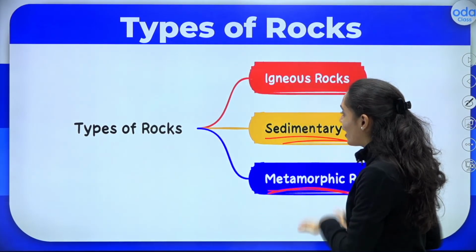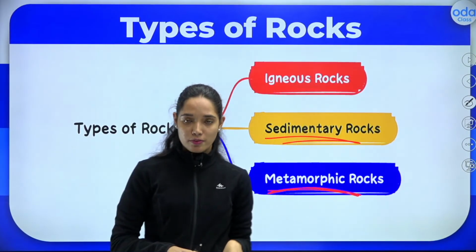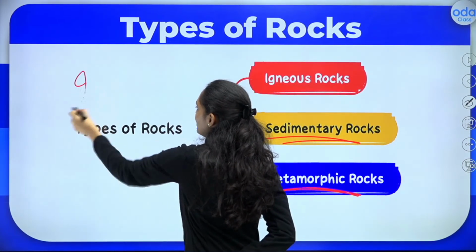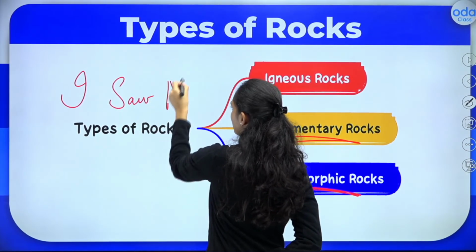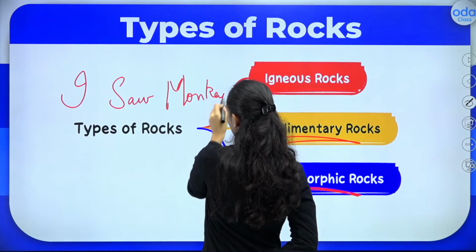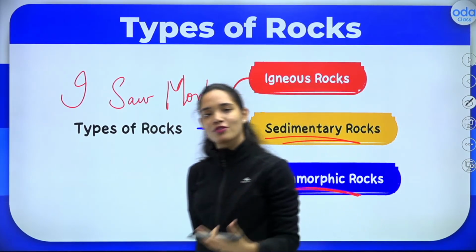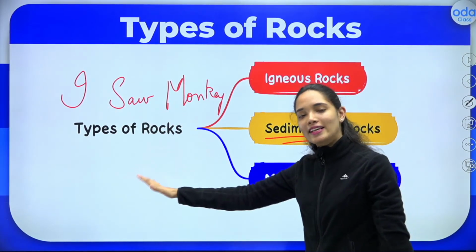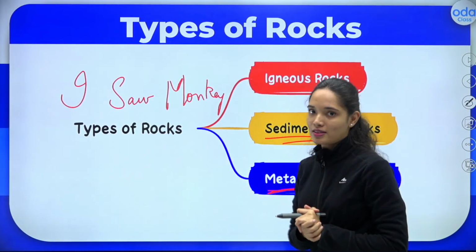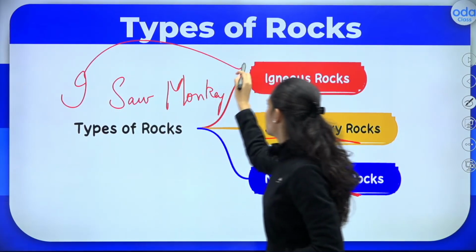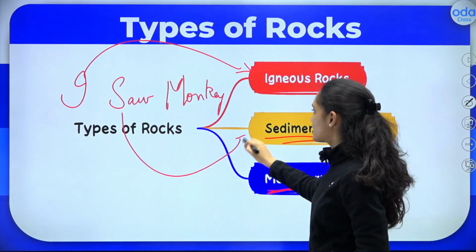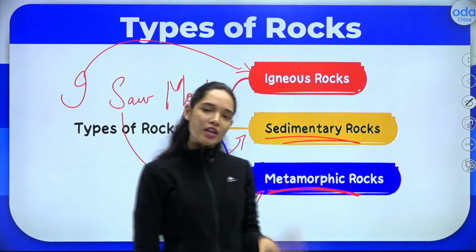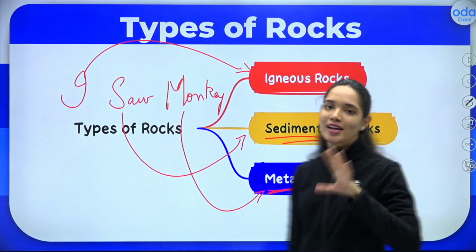Clear students? If you are finding it difficult to remember, then I will give you a trick. It's a mnemonic actually: I saw monkey. When I teach my students, they often prefer a mnemonic, because it's quite easy for them to remember those things. So I stands for igneous, S stands for sedimentary, and monkey's M stands for metamorphic. So you can easily remember the three types of rocks: igneous, sedimentary and metamorphic.